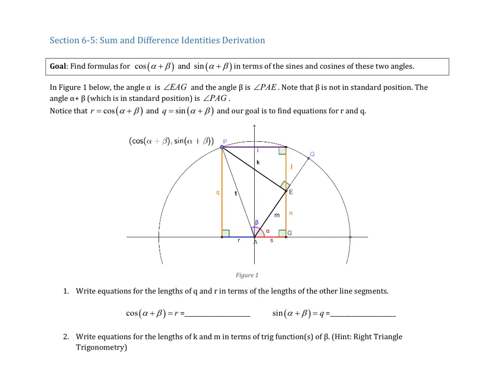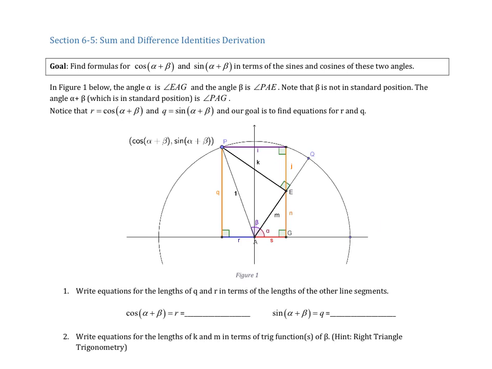And I want you to notice that over here I have taken the terminal ray of that angle alpha plus beta and I've intersected it on the unit circle. If I have done that, then the coordinates of those points are the cosine of alpha plus beta and the sine of alpha plus beta. And that's our goal, is to figure out what those are. So notice this r, this length that's labeled r, is the cosine value because that's the x-coordinate of that point. And q is the y-coordinate of the point, so that is the sine. So our goal is to work with all these different parts in this diagram and find equations for r and q.